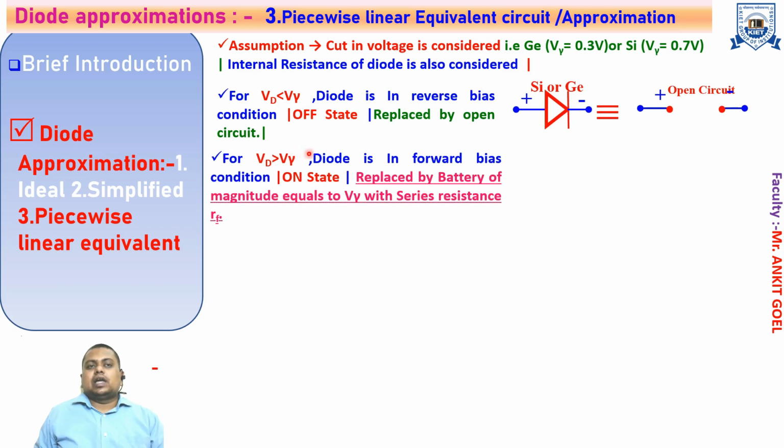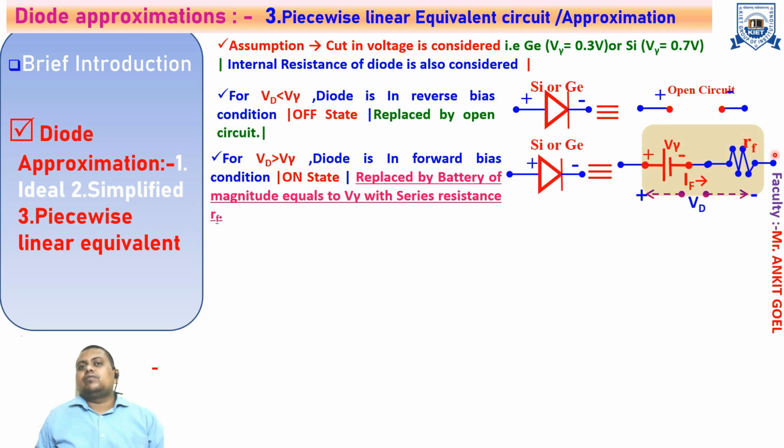When the voltage across the diode is greater than the cut-in voltage, it will be operating in the forward bias condition and in the on state. So it is replaced by the battery in series with the forward resistance. This is important. This forward resistance is additional here in the piecewise linear equivalent circuit approximation.